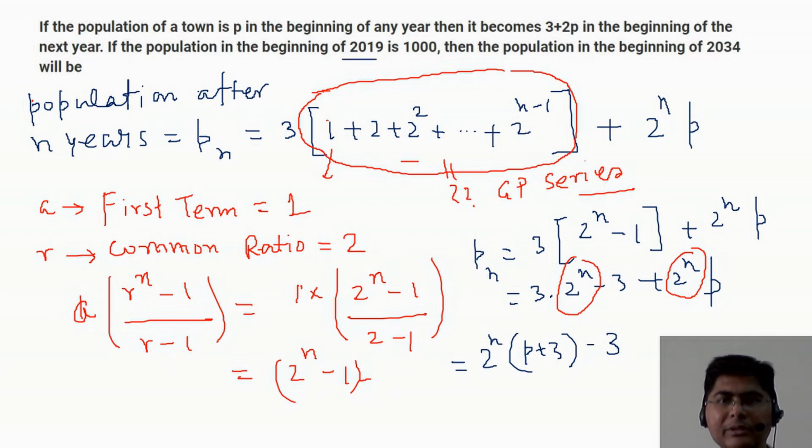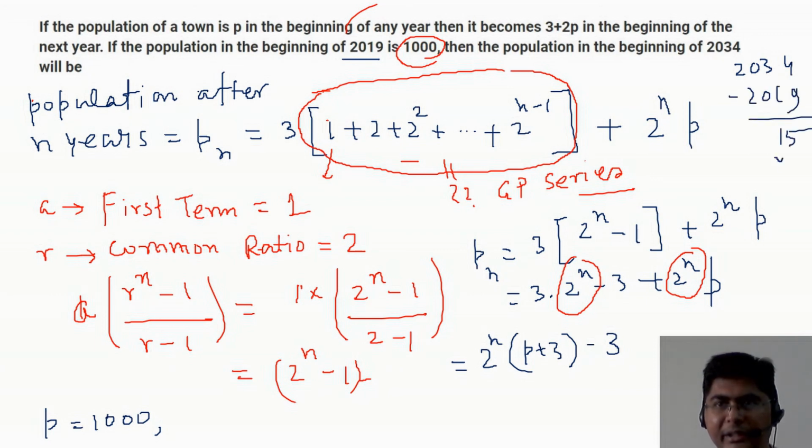Now here, let us read out the question. In the beginning of 2019, it was 1000. So in this question, we can assume P is equal to 1000. And what is the N? That means after N years. See, look at 2019 to 2034. So 2034 minus 2019, basically I'm talking about 15 years. So I can say that N is equal to 15 years.